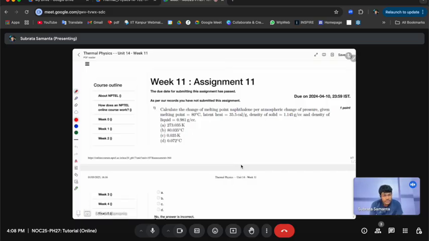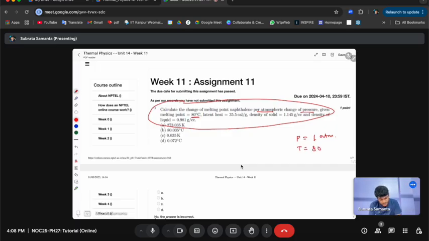So the first question is: calculate the change of melting point of naphthalene per atmospheric change of pressure. So atmospheric pressure, that means P is 1 atm. Given the melting point is 80 degrees centigrade, so the temperature T is 273 plus 80 Kelvin.